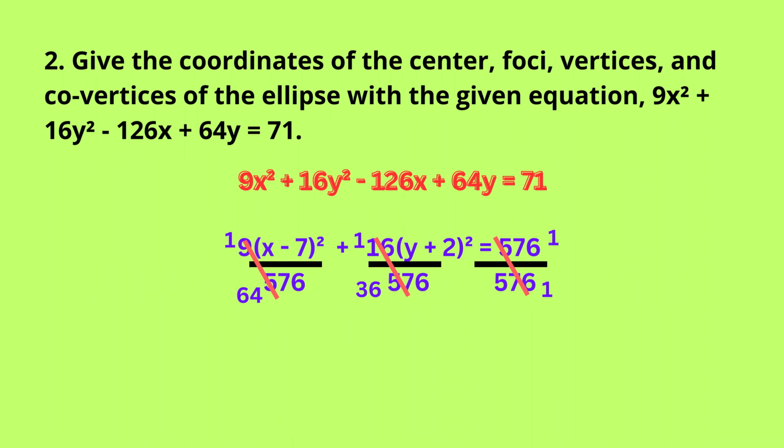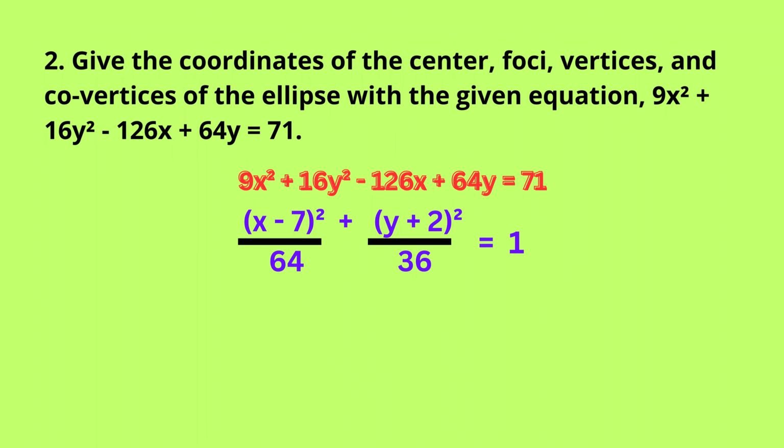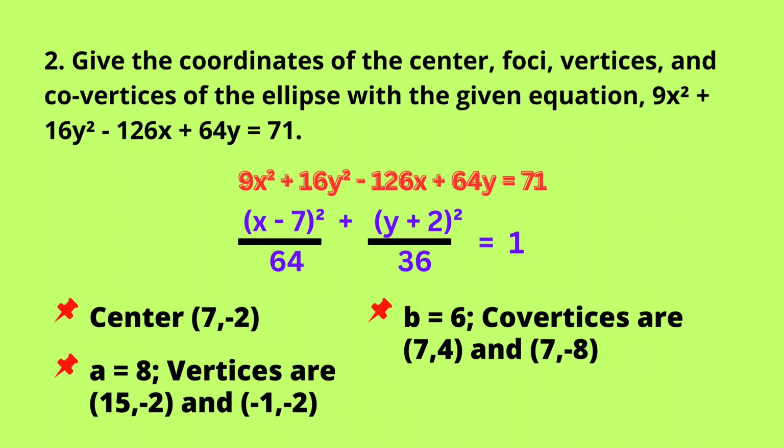Therefore, our standard form of equation for this ellipse would be (x minus 7) squared over 64 plus (y plus 2) squared over 36 equals 1. From here, we can determine the coordinates of the parts of the ellipse. The center would be (7, negative 2). That's from x minus 7 and y plus 2, those are our h and k.